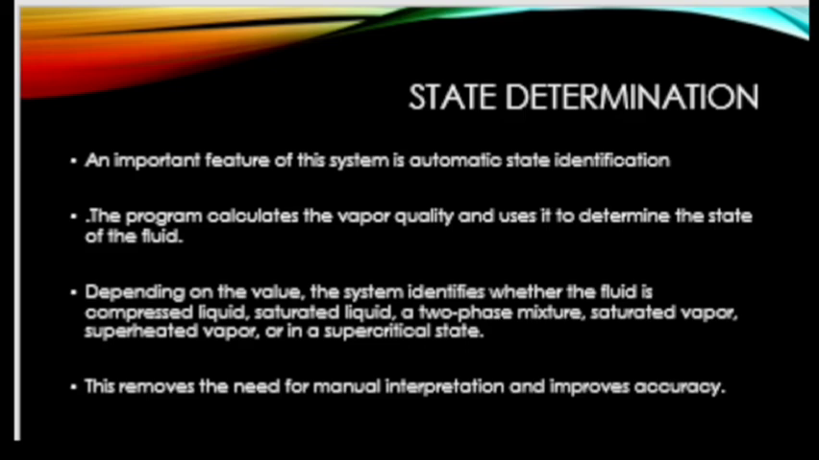So, if your quality, which is x, is less than 0, it's a compressed or subcooled liquid. If it is equal to 0, it's a saturated liquid. If it is between 0 and 1, it's a two-phase mixture, that's a liquid and a vapor. If it is equal to 1, it's a saturated vapor. And if it is greater than 1, it's a superheated vapor.